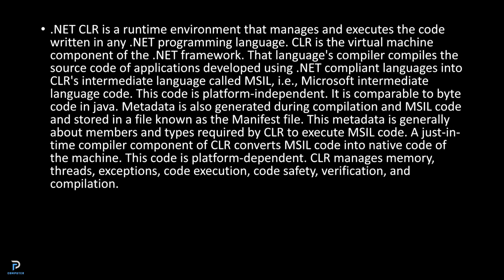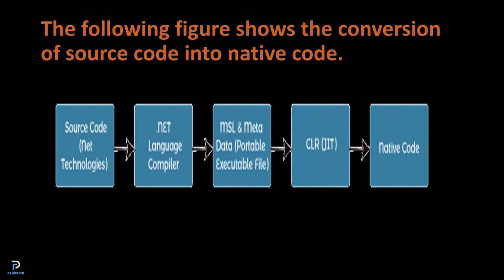A just-in-time compiler component of CLR converts MSIL code into native code of the machine. This code is platform dependent. CLR manages memory, threads, exceptions, code execution, code safety, verification, and compilation. The following figure shows the conversion of source code into native code.